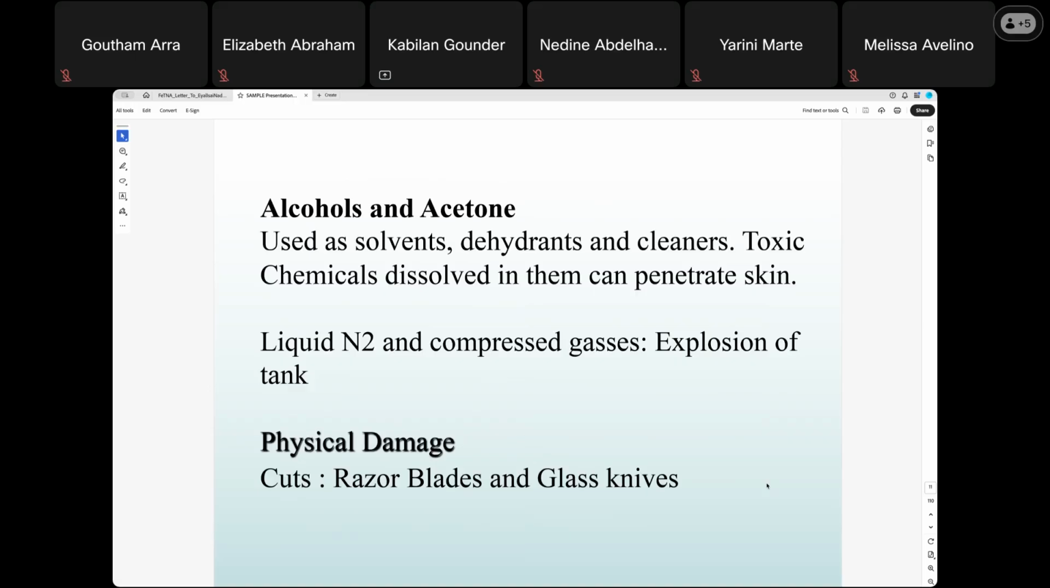Physical damage. When we use razor blades and glass knives, these are all important and used frequently in the lab. So we have to make sure that we are careful with them along with this.